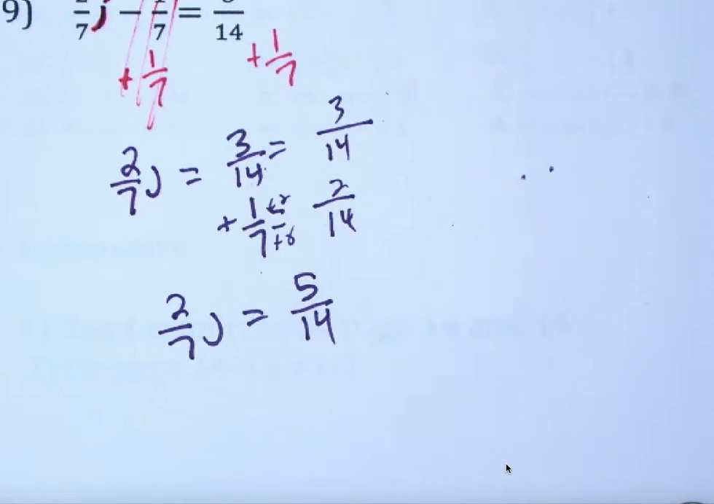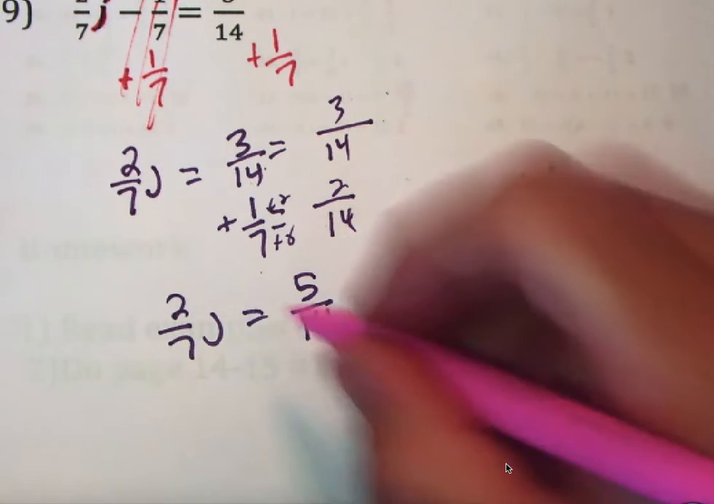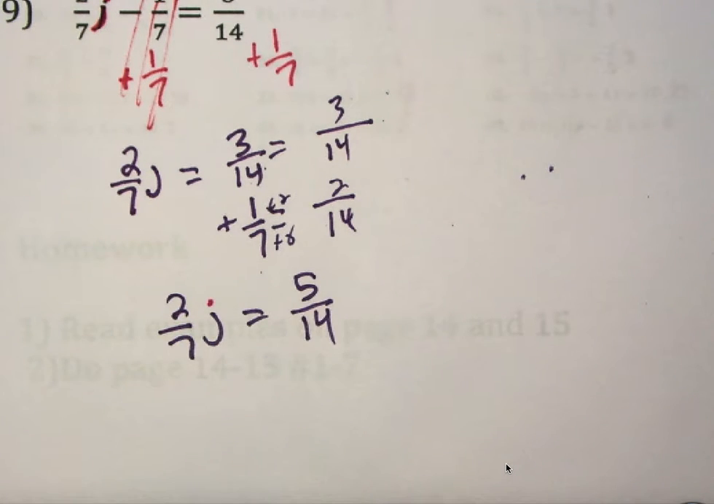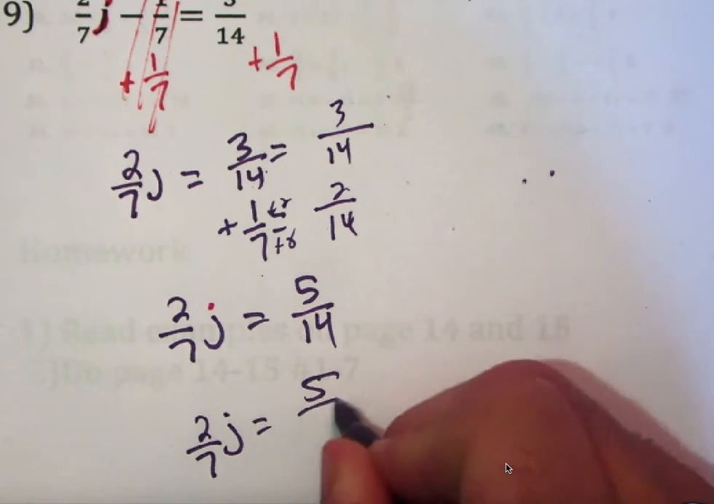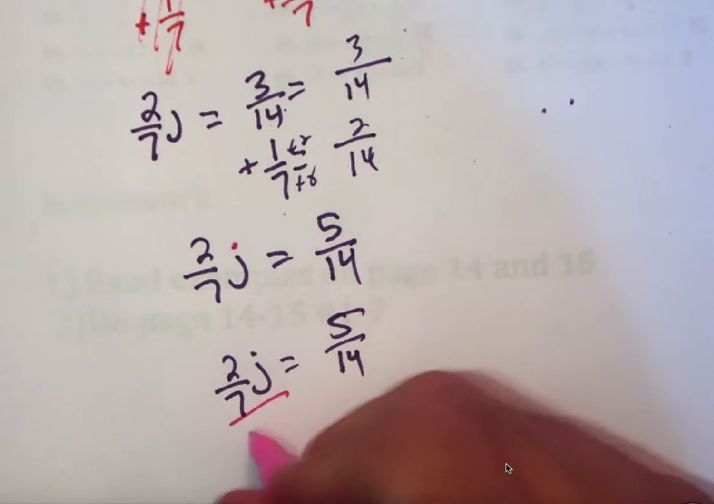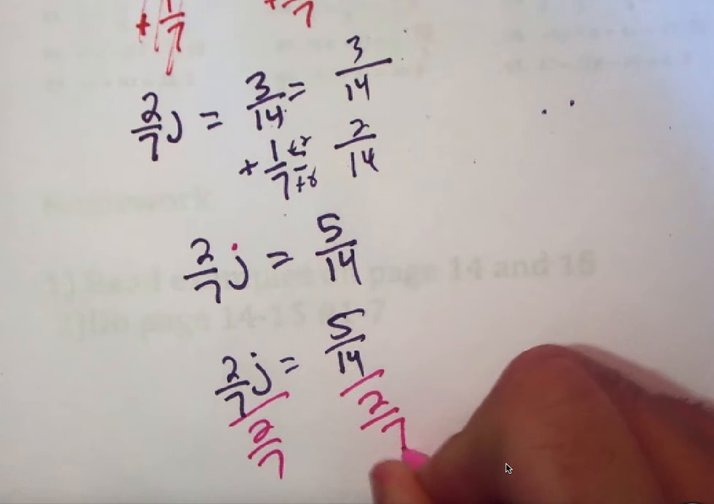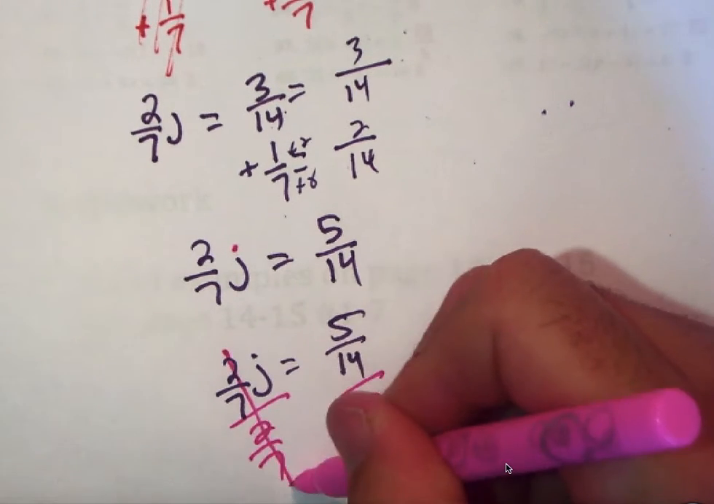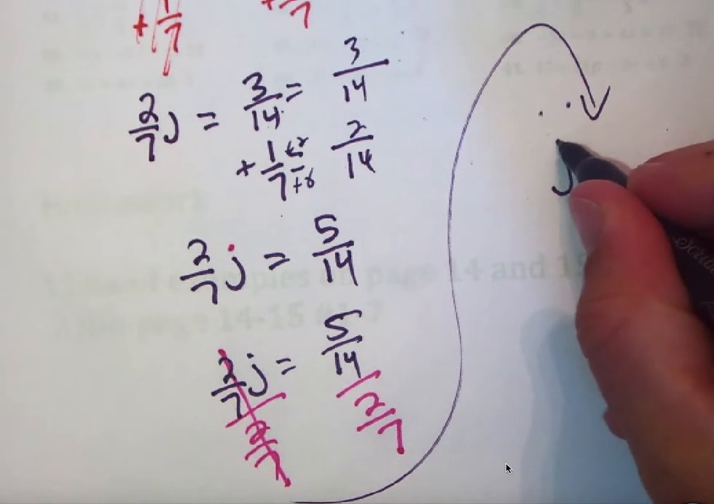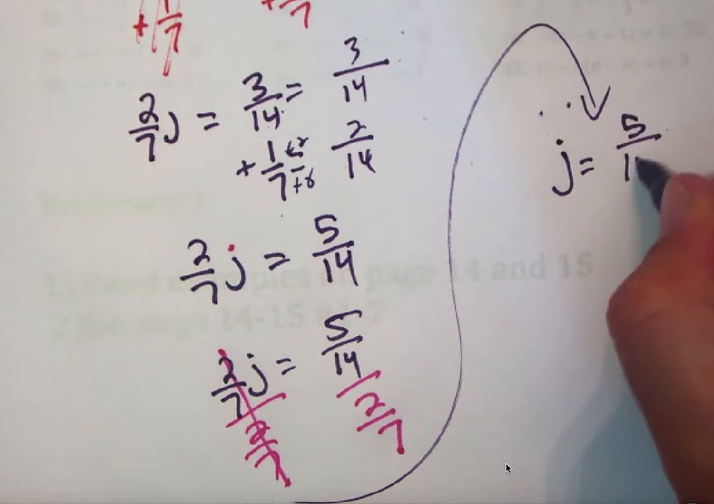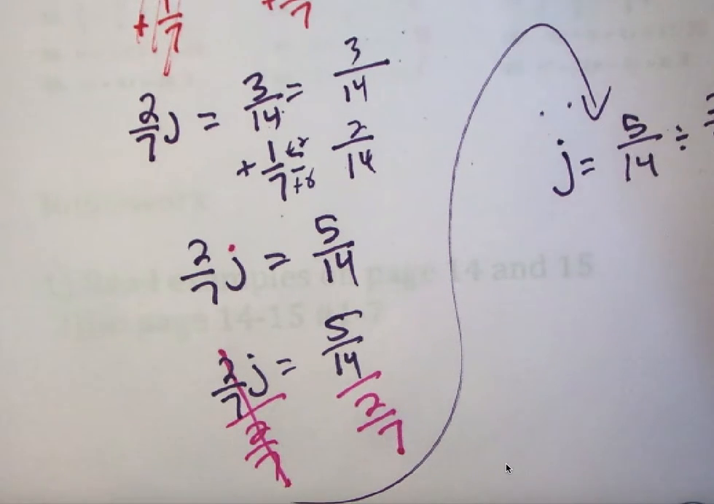Okay, we have 2/7 times j equals 5/14. You should feel much better about it. What do we do to both sides? Well, just like the do now, we're going to divide both sides by 2/7. 2/7 divided by 2/7 is 1, so we're left with just a 1j. And then we need to know what 5/14 divided by 2/7 is.